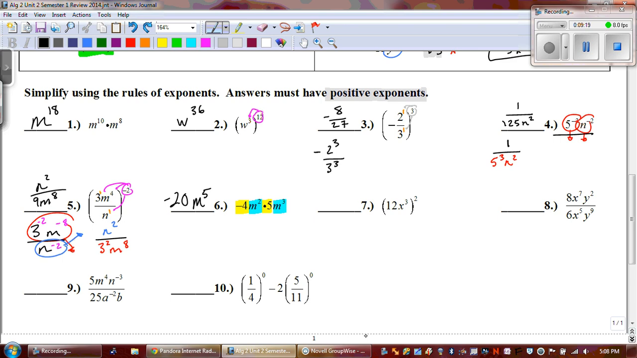Number 7 is testing if you know the exponents outside of parentheses rule. This exponent, the 2, goes to everything inside: the 3 and the 12, because the 12 has an exponent of 1. So when we distribute that, the 12 now has an exponent of 2 and x to the 6th. When we simplify this, 12 squared is 144, and then we're left with x to the 6th power.